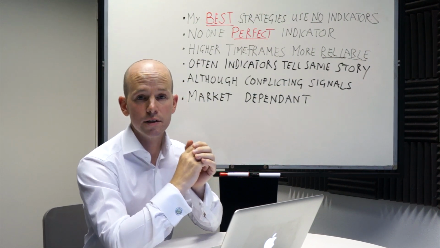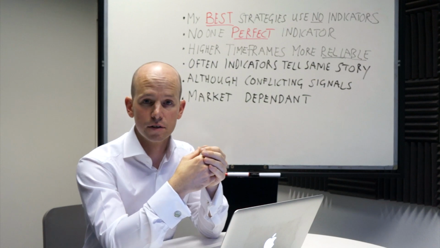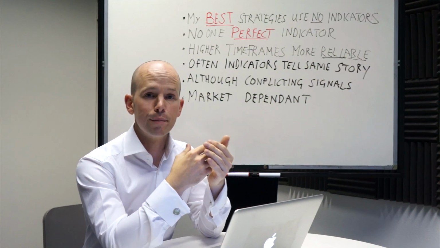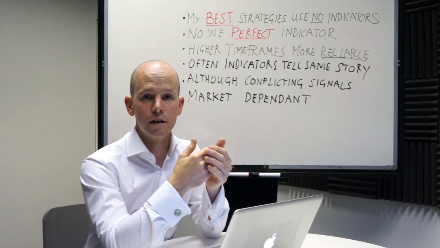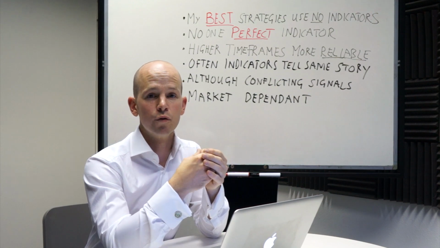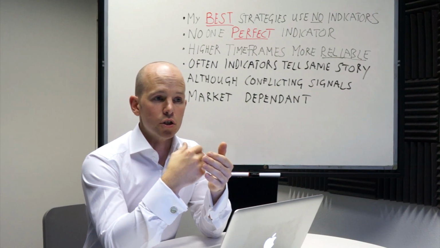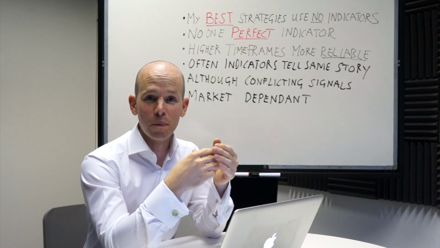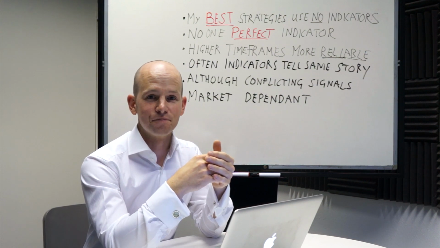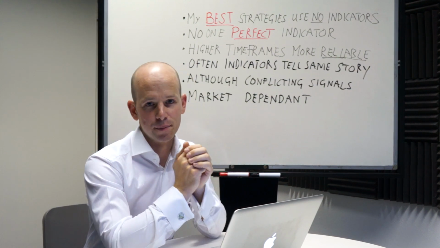And the last point about the use of indicators, or certainly the effectiveness of indicators, is they can be very market dependent. And the example that I'm going to show you really is a good demonstration of how indicators are market dependent. Now, what do I mean by market dependent?